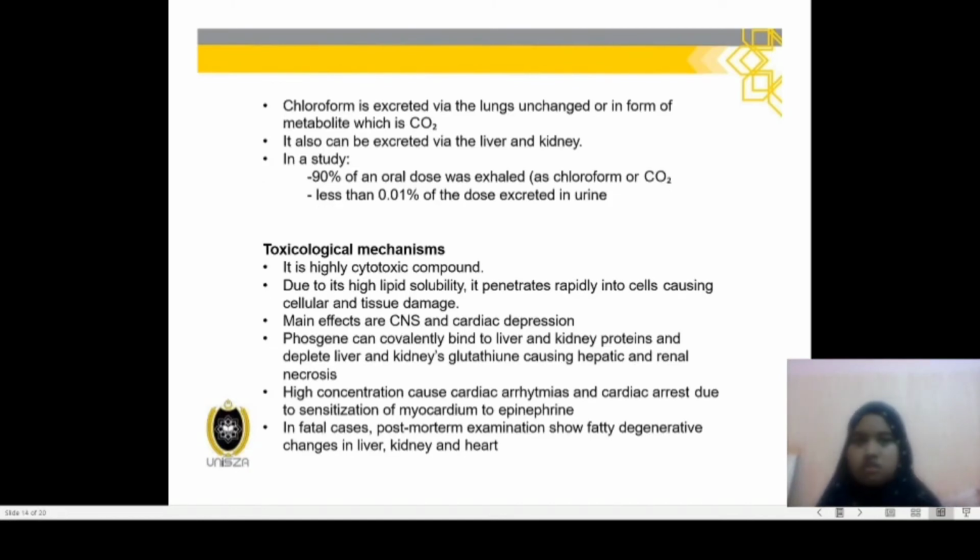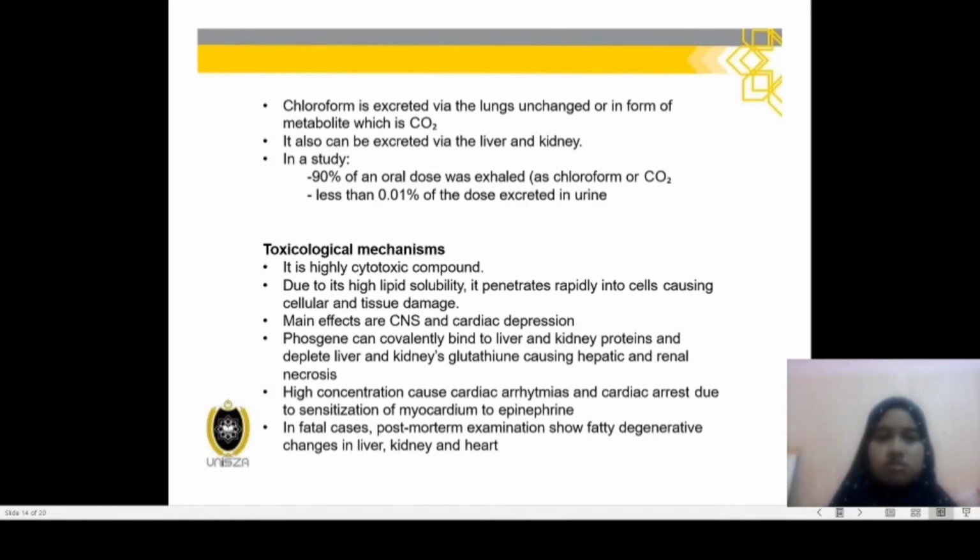Okay, next, the chloroform can be excreted by the lungs, in unchanged form and in the form of metabolites, which is CO2. Other than that, it also can be excreted via the liver and the kidney. In a study, it is said that 90% of an oral dose was exhaled as chloroform or carbon dioxide, and less than 0.01% of the dose will be excreted in the urine.